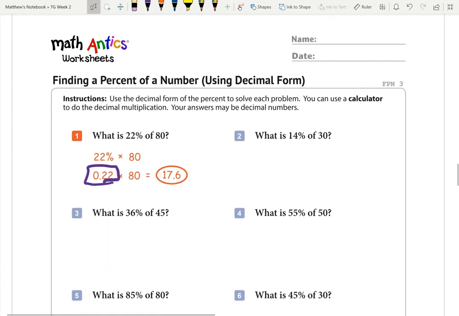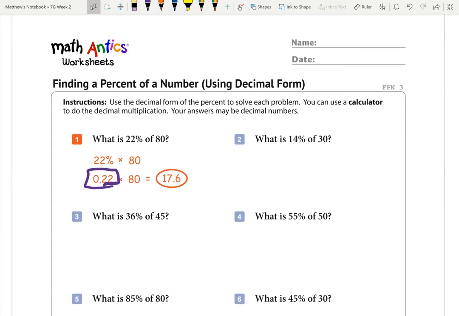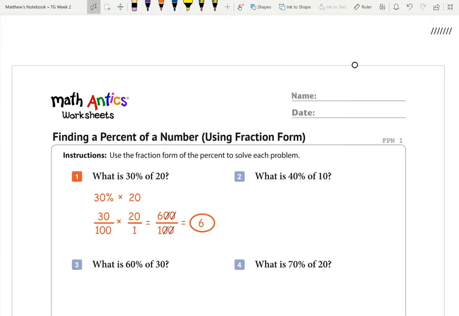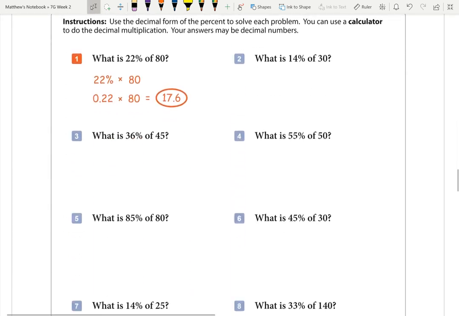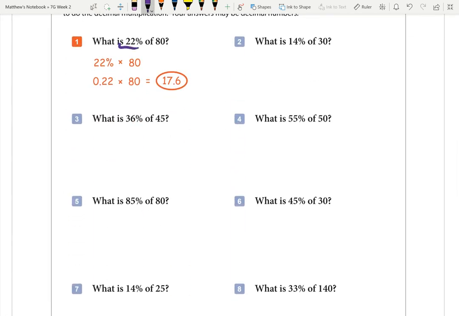And now we're going to be looking at finding a percent of a number using decimal form. So here it gives us the example to start off. All we're going to be doing here is taking our percentage and writing it in its decimal form and then multiplying it by our whole number.